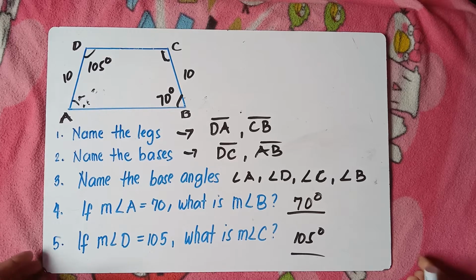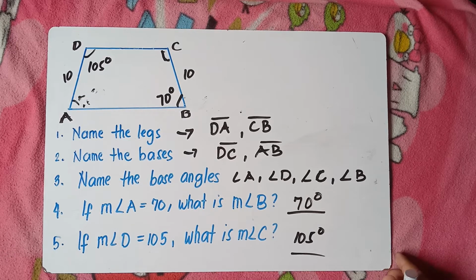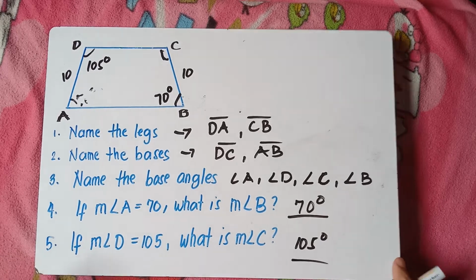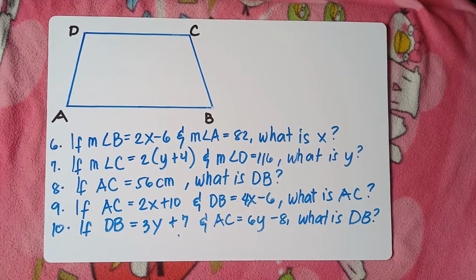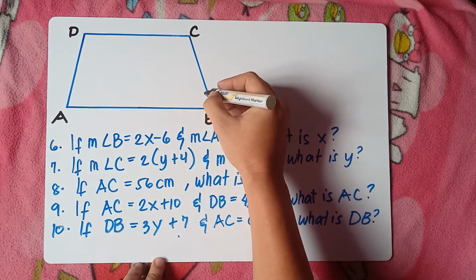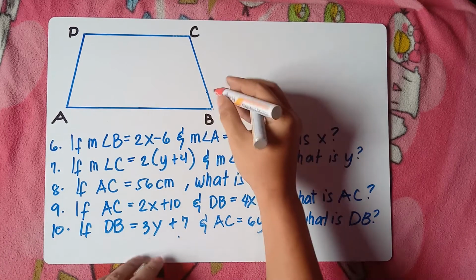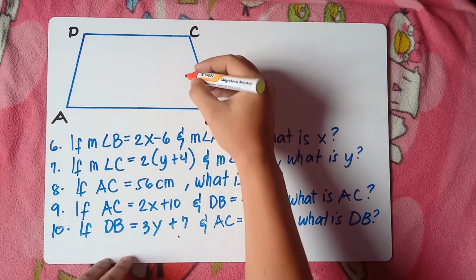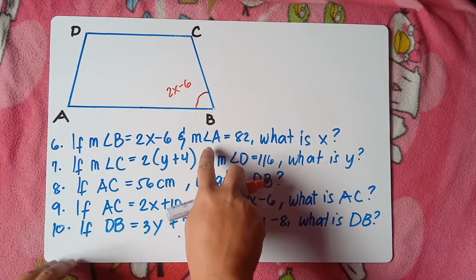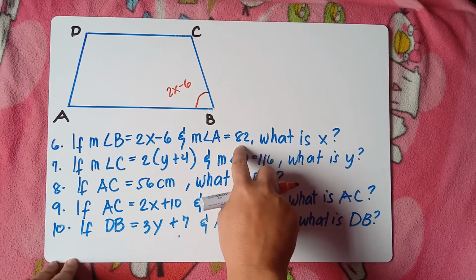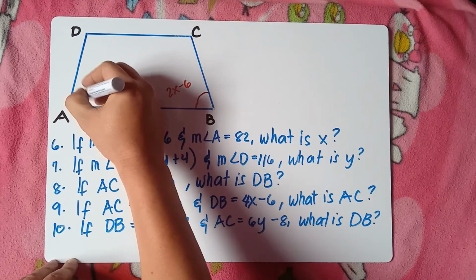Alright, so let's try one last example. What if we are told to find the x? Let's try a complicated example. If angle B is equal to 2x minus 6, and angle A is equal to 82 degrees.